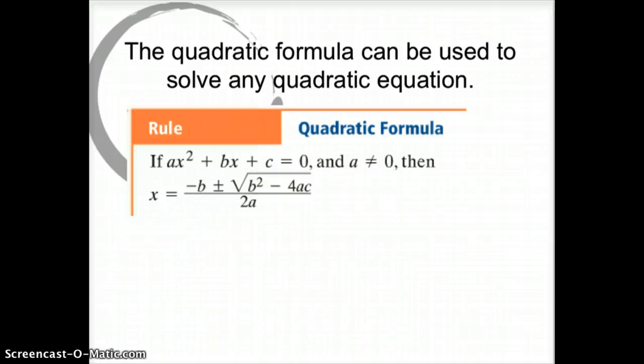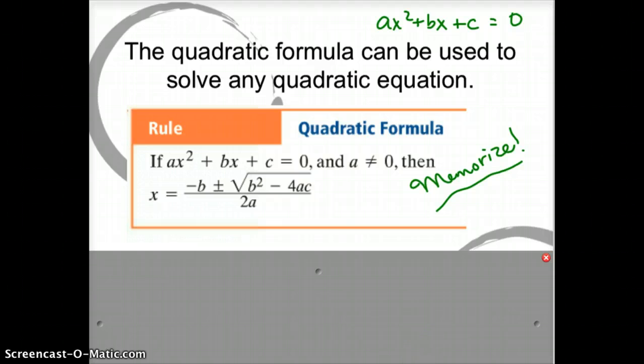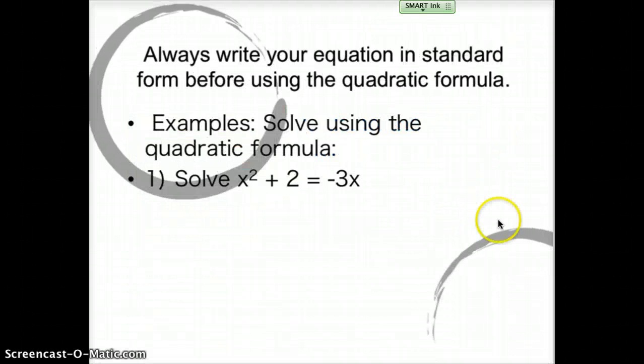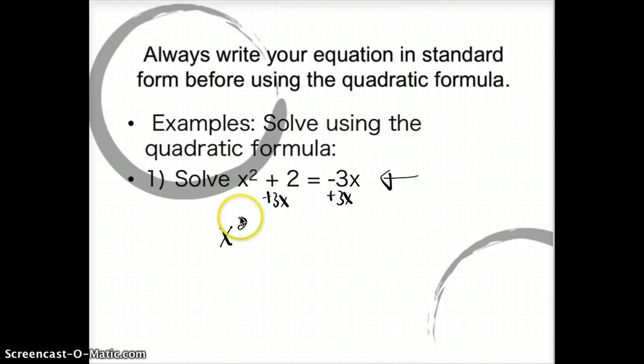So let's use the quadratic formula to actually solve some problems. One tip is that you always want to write your equation in standard form before you use the quadratic formula so it's set up right. So if I have an equation like this and I want to use the quadratic formula, I would probably add 3x to both sides to get one side equal to 0. And I'd set this up like x squared plus 3x plus 2 equals 0.